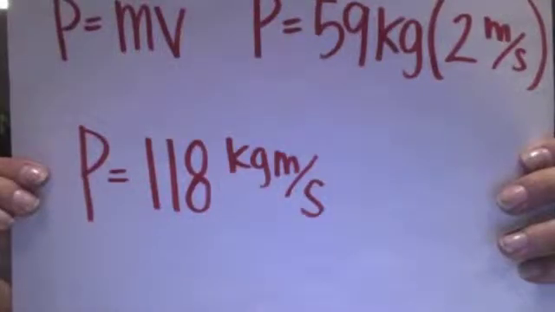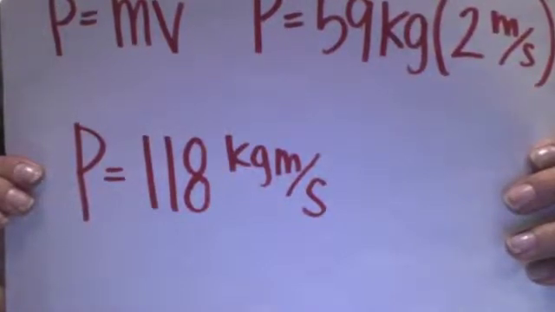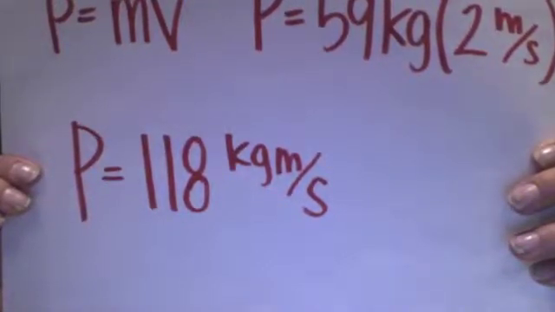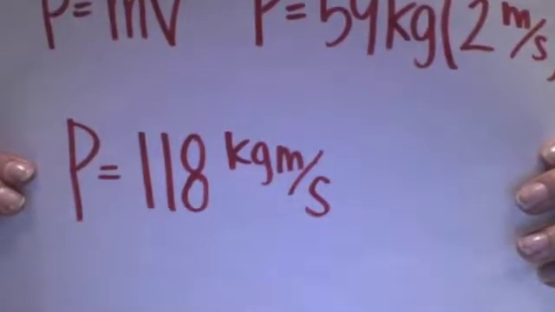The next concept is momentum. By having the weight of the hovercraft plus us and the speed of the hovercraft, we can calculate momentum. So, in our instance, 59 kilograms multiplied by 2 meters per second would give us 118 kilogram meters per second, which is the momentum of our hovercraft while we're riding it.